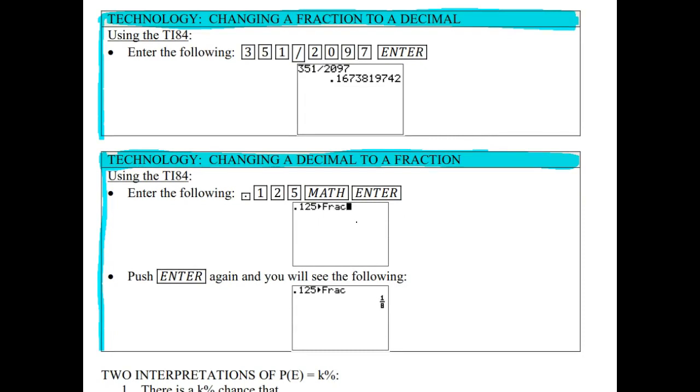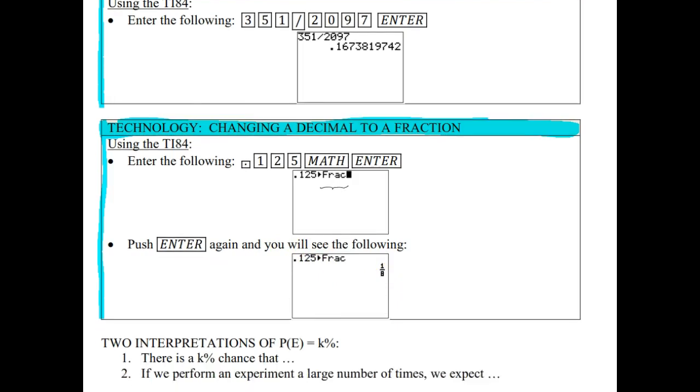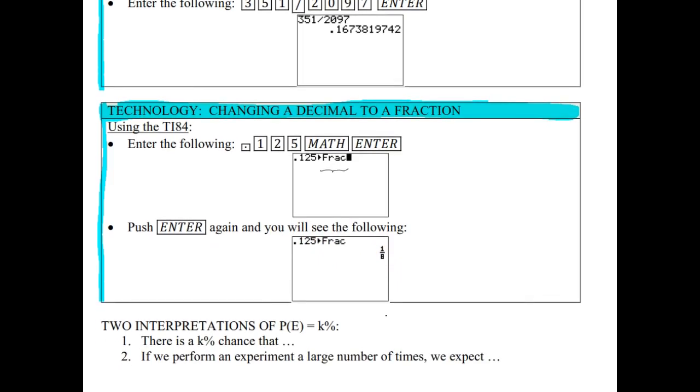And also it can change a decimal back to a fraction. So again, if we entered something like 0.125 and again pushed Math Enter, that tells again the calculator we want to change it back to fraction form. So if we push Enter again, we'll see the fraction 1/8 on the screen. So that tells us in decimal form 0.125 is the same thing as 1/8 in fraction form. Okay, so again, this is a technology-driven class, so as we want to go back and forth between decimals and fractions, we will be using technology to do that.